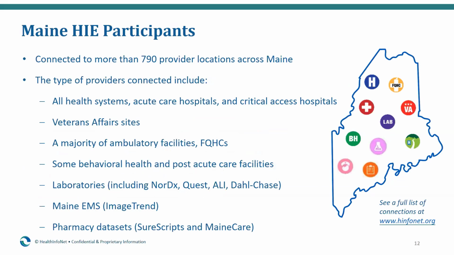HIE participants here for the state. We have about 790 plus providers across the state that are connected to us. This is just a handful of the types of connections that we have, but we are connected to all of the healthcare systems, acute care hospitals, and critical access hospitals. We do have a VA connection. We have ambulatory facilities and FQHCs. As I've mentioned, the behavioral health, but we also have post-acute care and long-term care facilities, labs. We do have pharmacy data from SureScripts and from MaineCare, and most recently, we now have Maine EMS data.